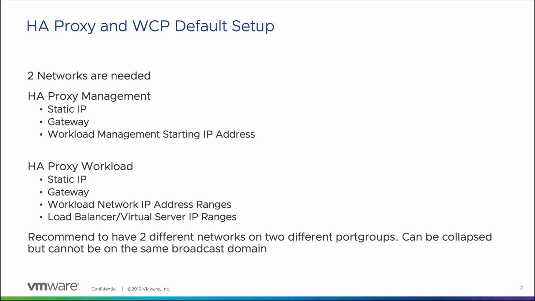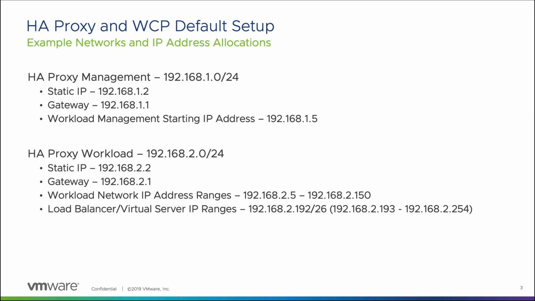So you can get wild with subnetting, or you can use two disparate networks on different VLANs to make it easy. Here's an example of how to allocate IP address space between the two networks. For instance, the management network will be on the 192.168.0/24 subnet. Within that IP address space, we're going to allocate IP addresses starting at 192.168.1.5 and up for the Supervisor Cluster Management Network.